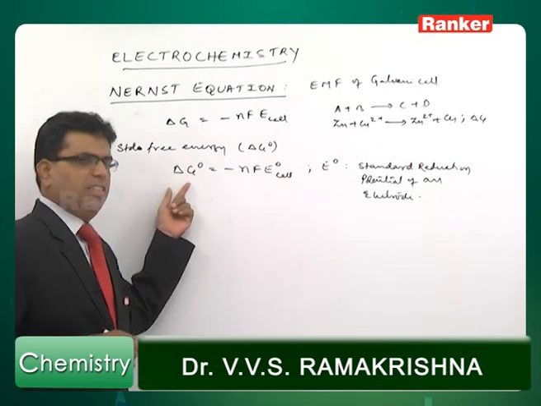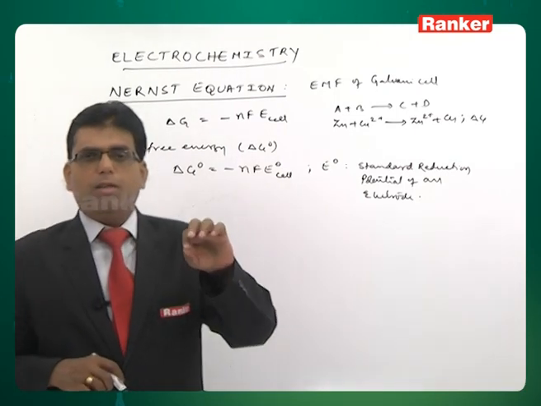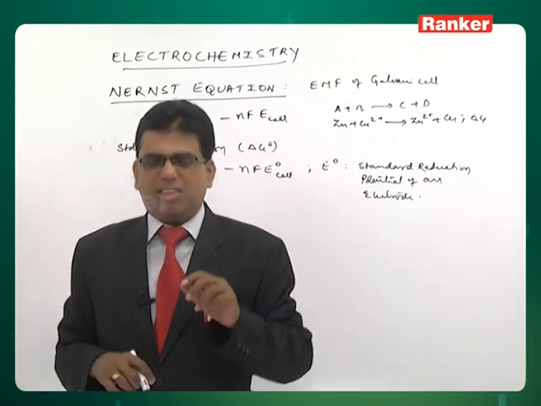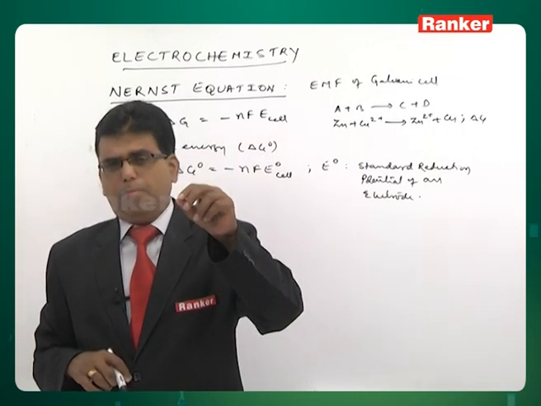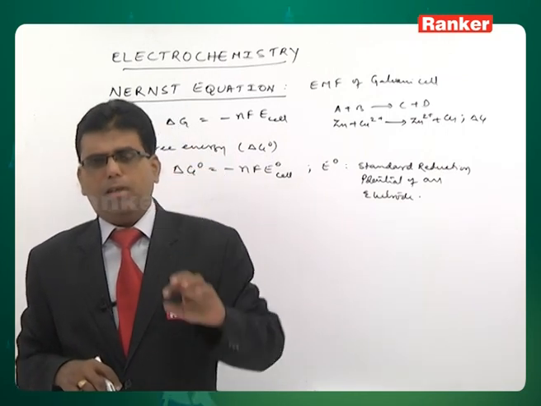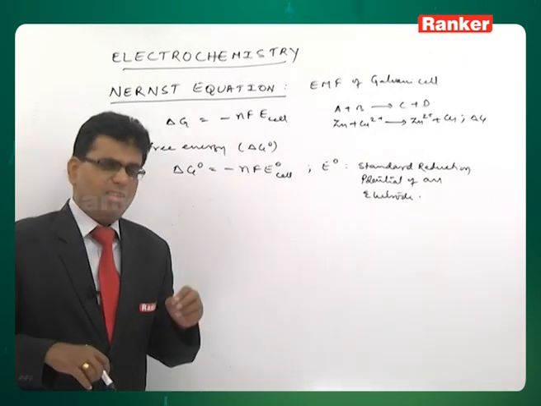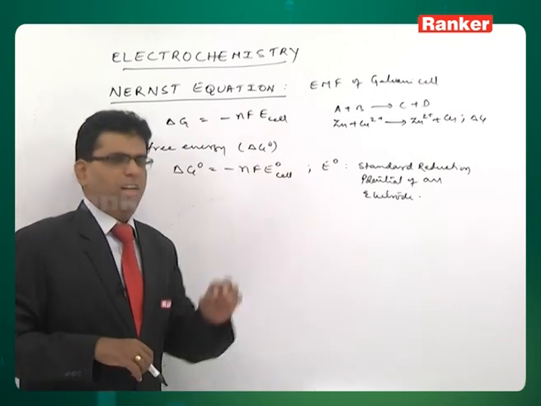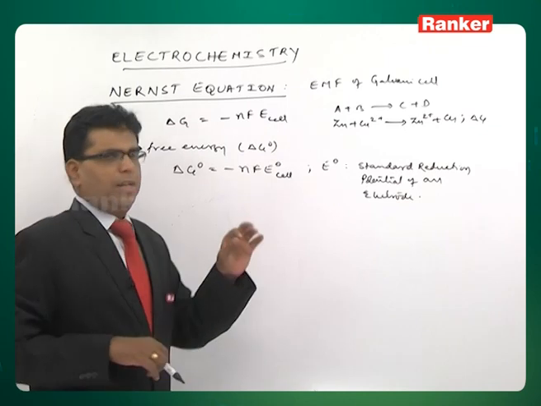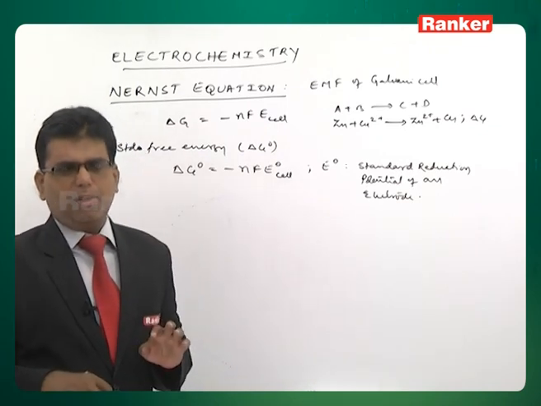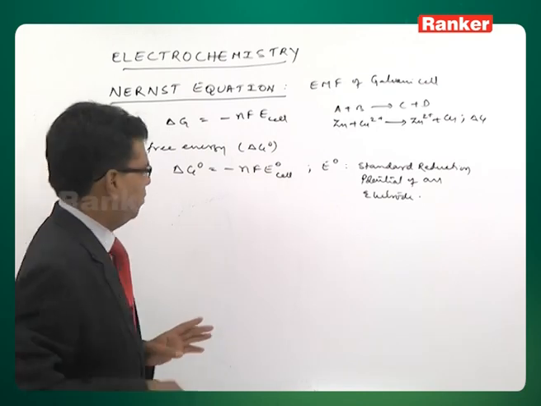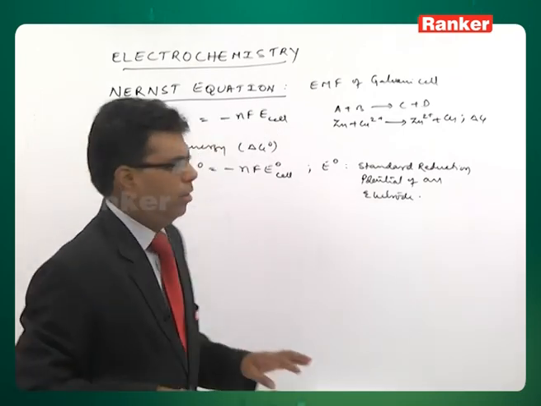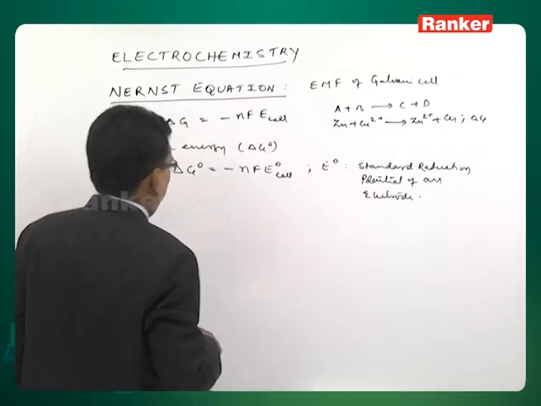The standard Gibbs energy is nothing but the free energy change involved when the reaction is taking place in standard conditions. What are standard conditions? The reactants involved have unit active mass, that is 1 molar solutions, or the gases are taken at a pressure of 1 atmosphere. Temperature is 298 Kelvin, pressure is 1 atmosphere, and the elements or compounds are present in their standard states. So, delta G naught is equal to minus nFE naught cell.